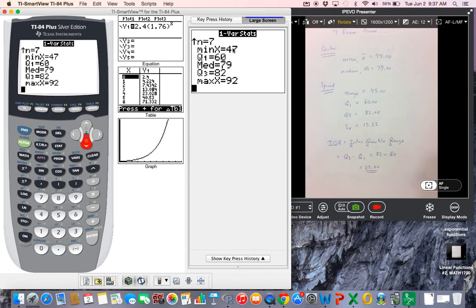So our minimum value is 47. Our first quartile is 60. Median is 79, which we knew. And our Q3 is 82, which we also knew right over here. Guys, our maximum value is 92.